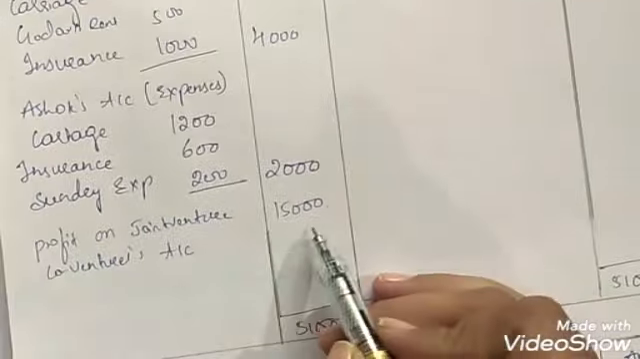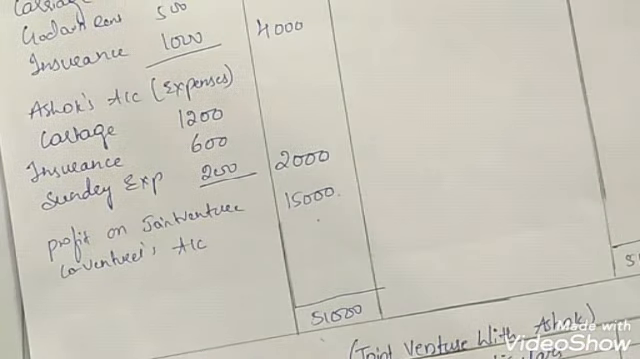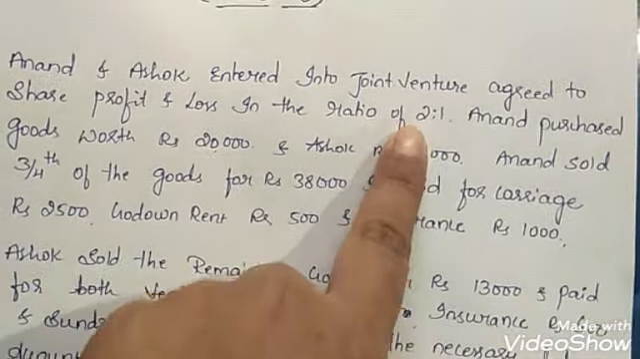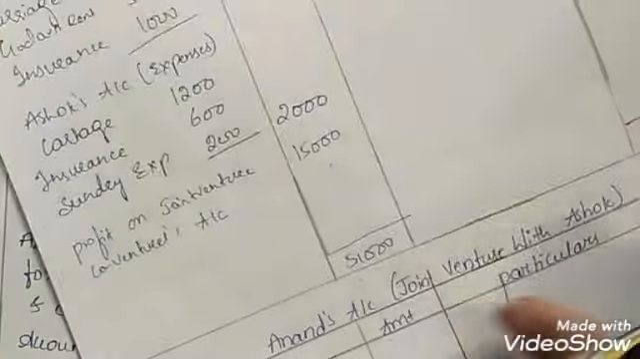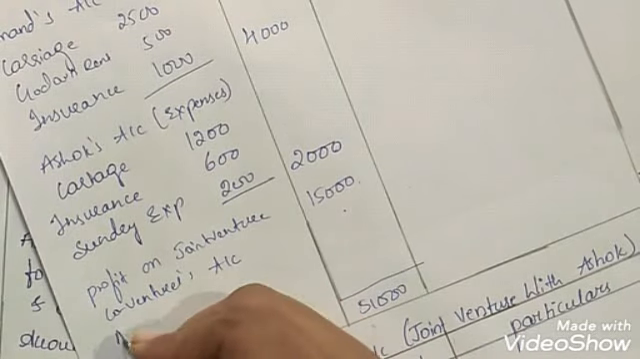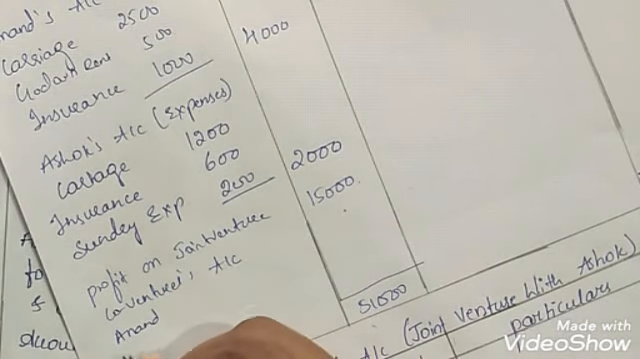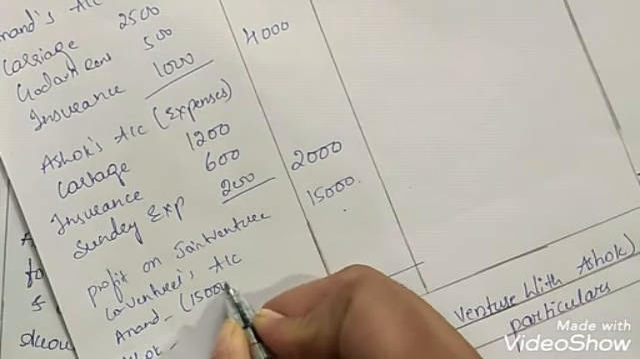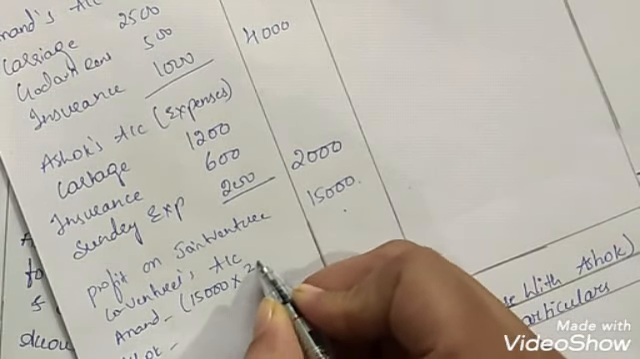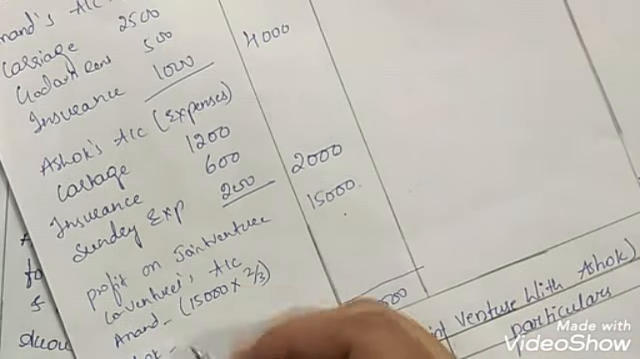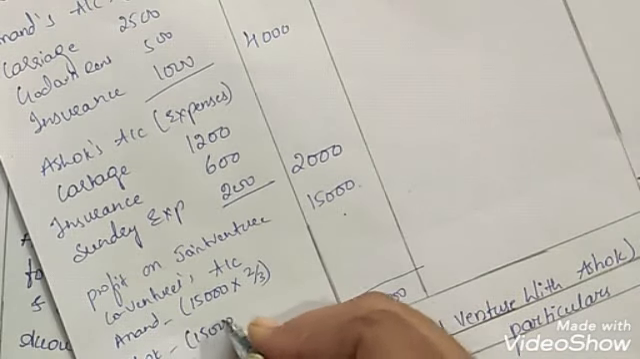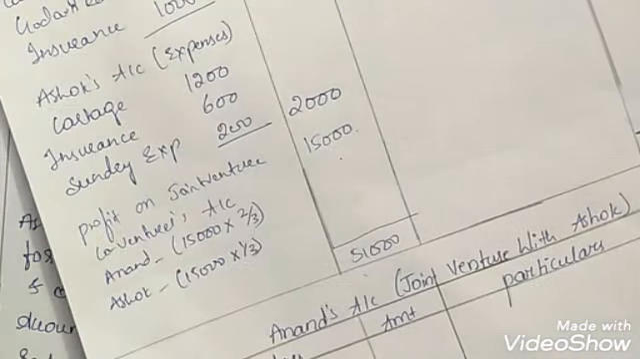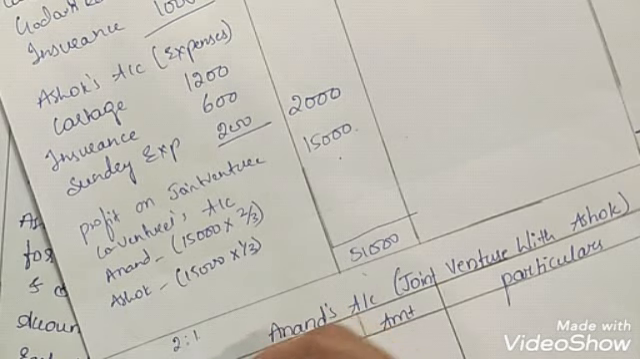Now this has to be distributed between the co-venturers. For distributing this, the ratio has been given in the question. Ratio is 2:1. So distribute it for Anand and Ashok. Total profit is 15,000 rupees. Out of that, 2/3 belongs to Anand and 1/3 belongs to Ashok, right? See here, 2:1 is the ratio, right?